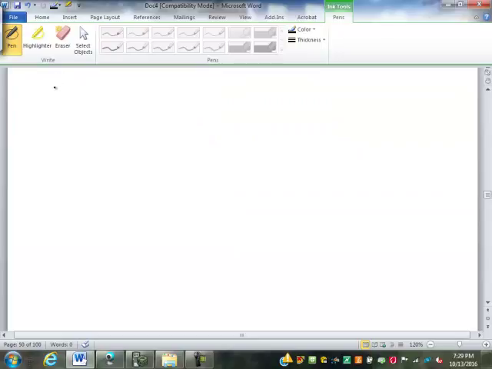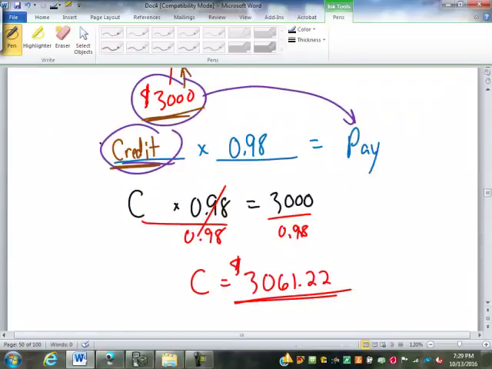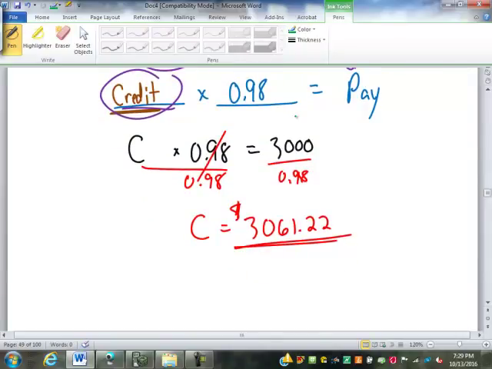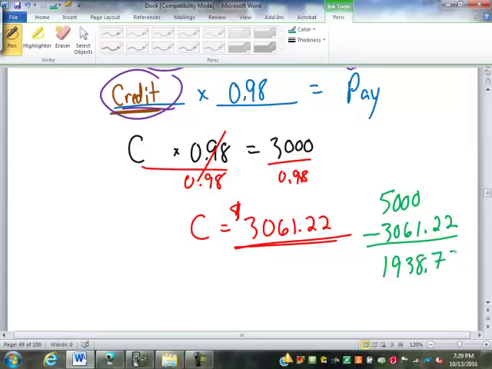So what does that answer mean? Well, it's what we owe. What we owe now, the original balance was $5,000. What we owe now is $5,000 minus $3,061.22, so $1,938.78 is what we owe. That is our balance. The $3,000 is the amount we were able to pay. That's the payment we made.